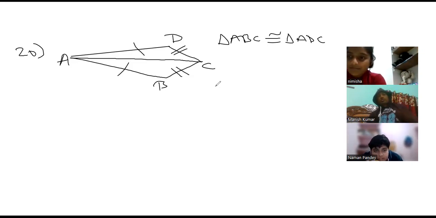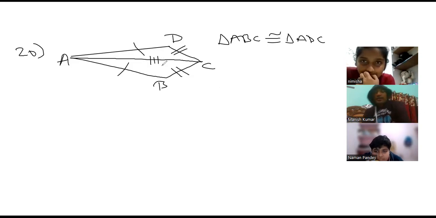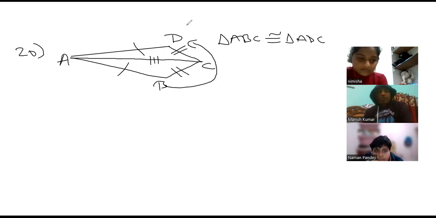Why are they not equal? Why are you so confused? Here, let us draw it with a dash. This AC is coming in both the triangles and it is common. If B is taken upside in the place of D by inverting it, will they not be superimposed on each other? That means they are congruent by which rule? By triple S. SSS. Okay.